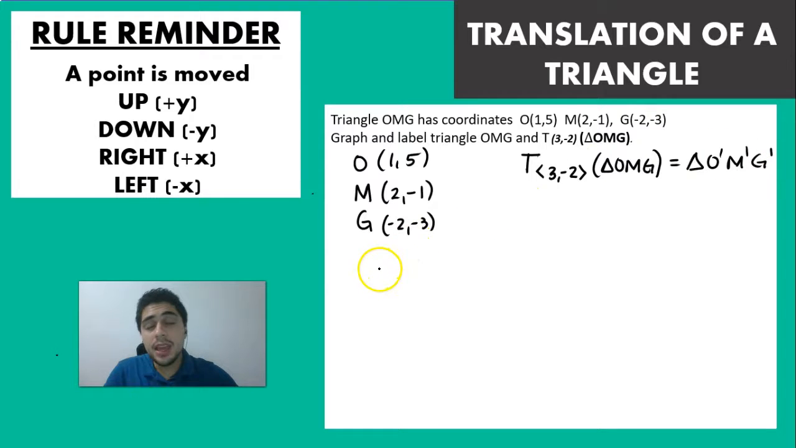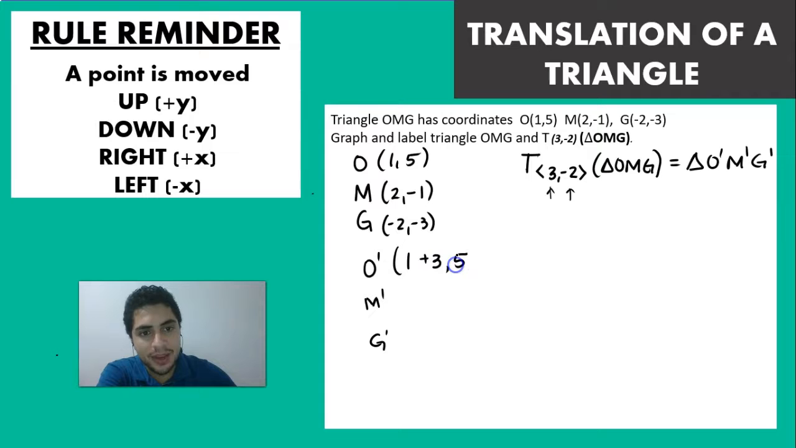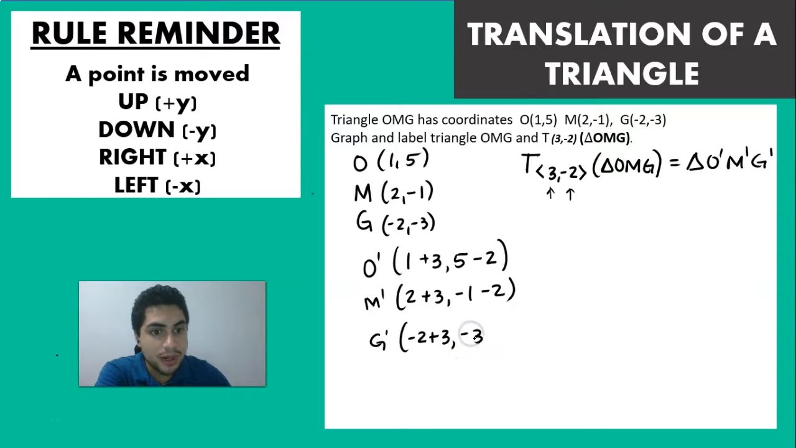So now, guys, the way in which we can find those coordinates of the new positions of O, M, and G is basically, again, adding 3 in x and subtracting 2 in y. So we had 1, but we're now adding 3, and we had 5, but we're now subtracting 2. And we're going to do the same thing with all the other points, right? So (2, minus 1), and then G was (minus 2, minus 3), but now we add 3 in x, and we subtract 2 in y.